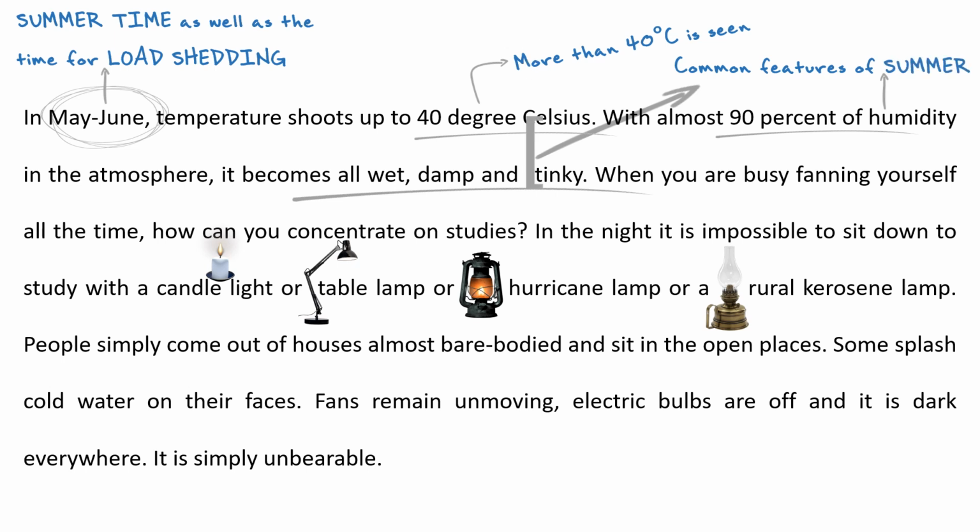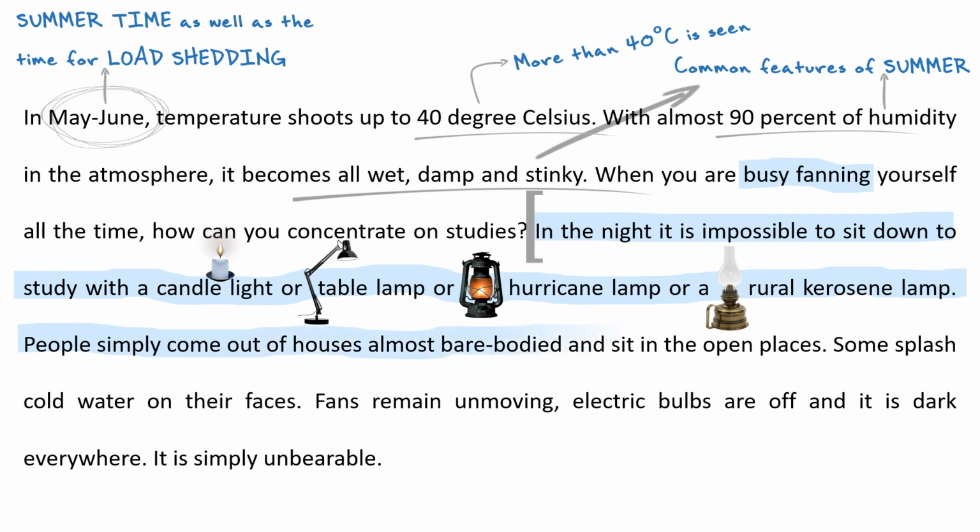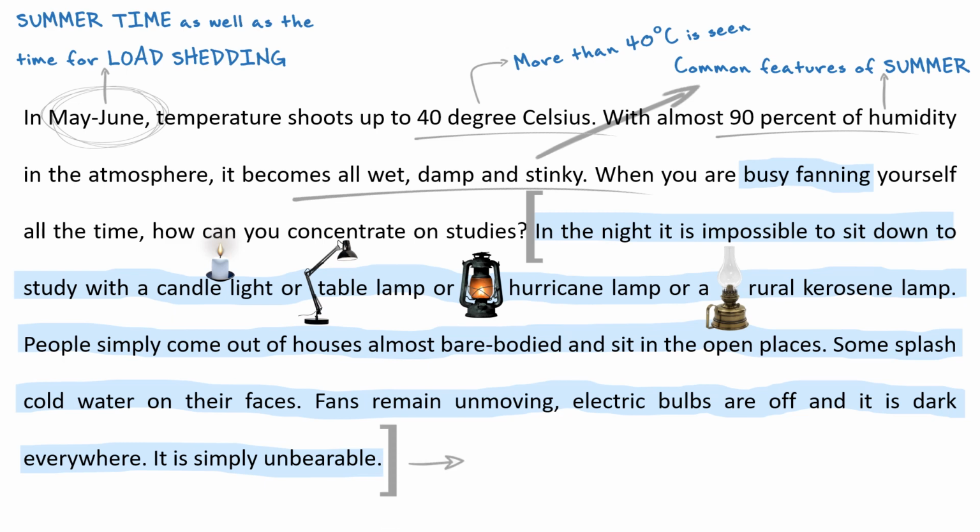Now, the later things: being busy fanning, being unable to sit to study, coming out of home bare-bodied, sitting in the open places, splashing the face with cold water to soothe yourself, not being able to use electronic products, dark everywhere. All these are examples of the sufferings of the common people in Bangladesh during summer. And because of this, it is unbearable.